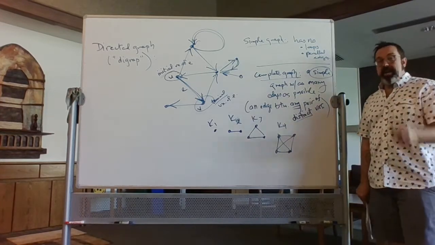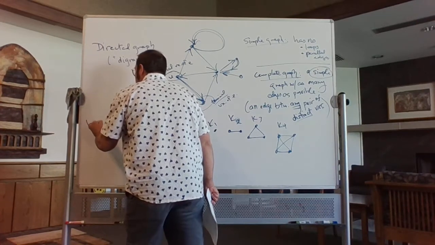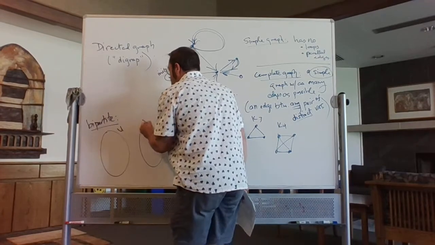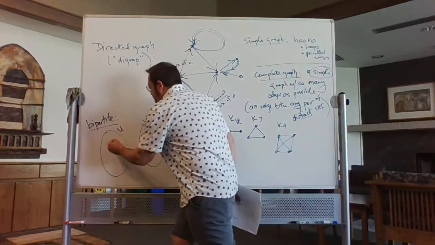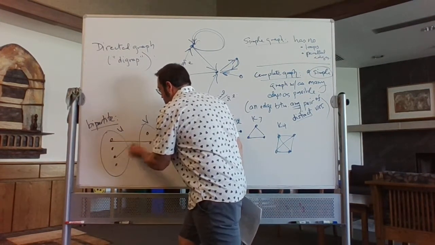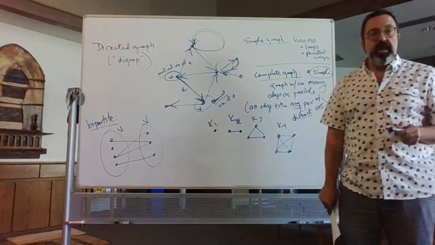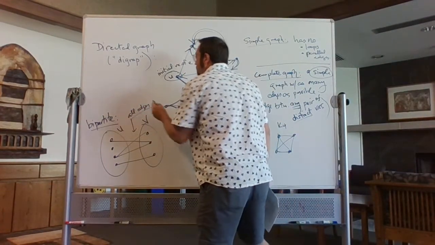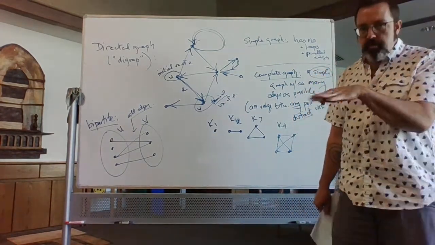A bipartite graph is one in which all of the vertices can be divided into two groups, two subsets of vertices. Let's call them U and V. And the graph has the property that the only edges that occur are edges that cross from U to V. All edges go from U to V, and not between things in U and not between things in V.